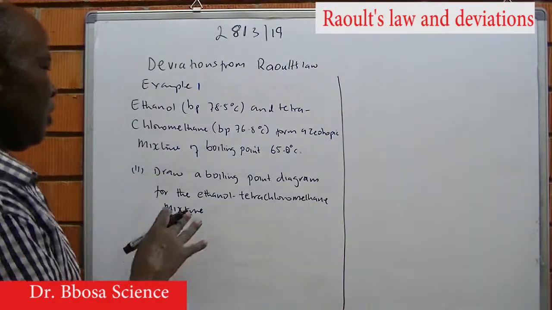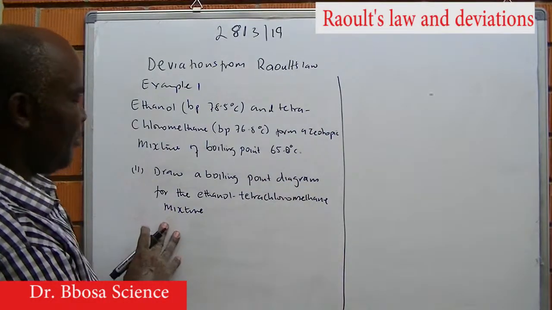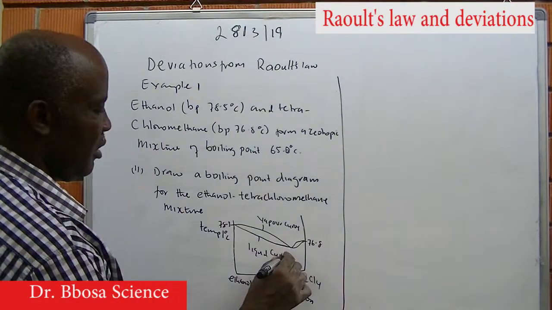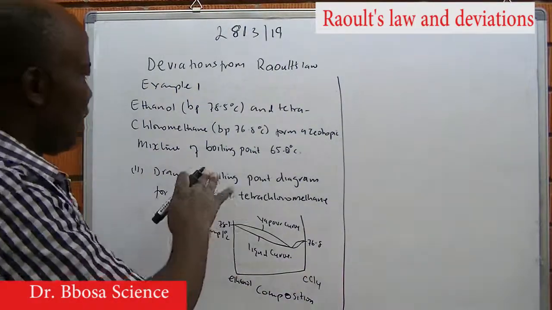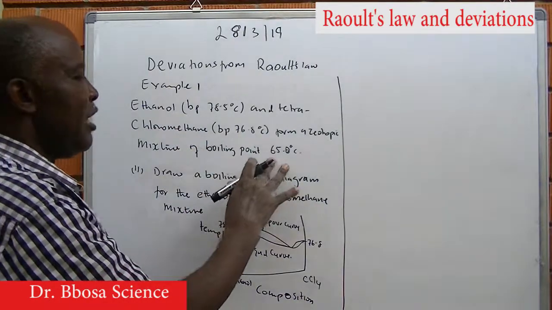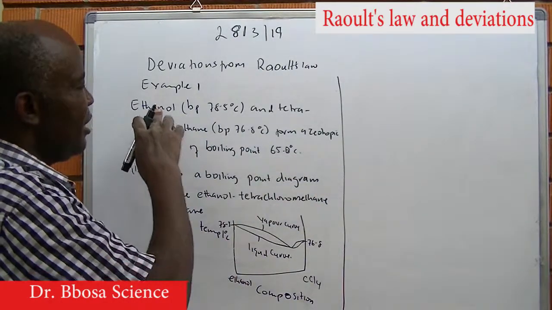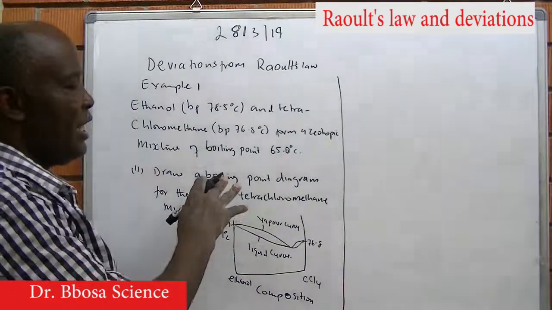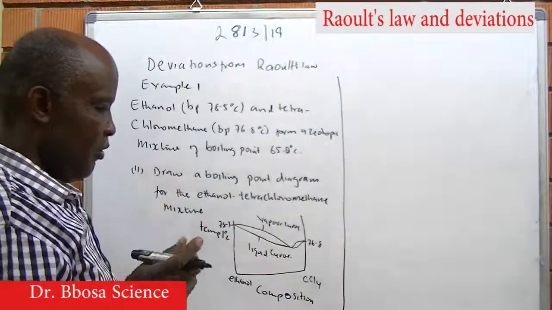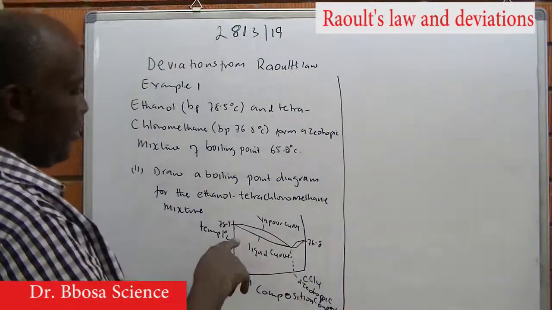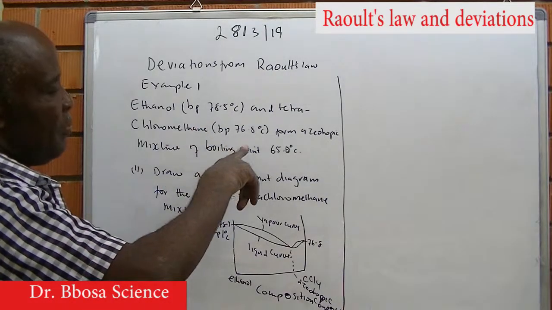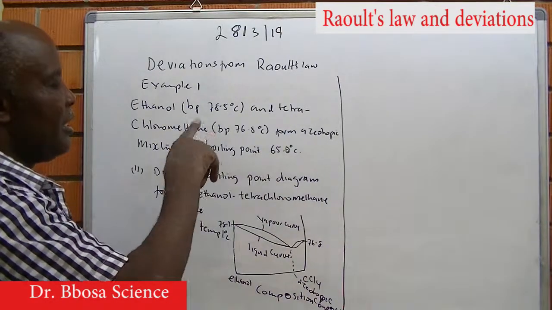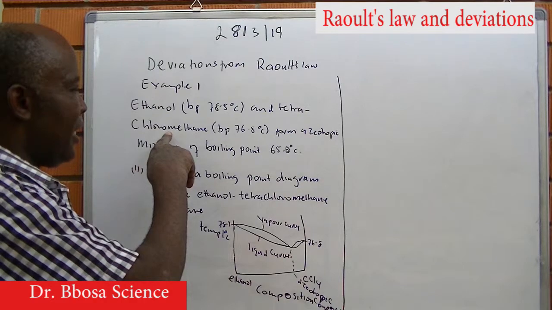2. Draw a boiling point diagram for the ethanol and tetrachloromethane mixture. From the diagram, we see that the azeotrope boils at a lower temperature than either component. This is indicative of positive deviation. Notice that in positive deviation, the boiling point of an azeotrope is lower than the boiling point of either component, i.e.